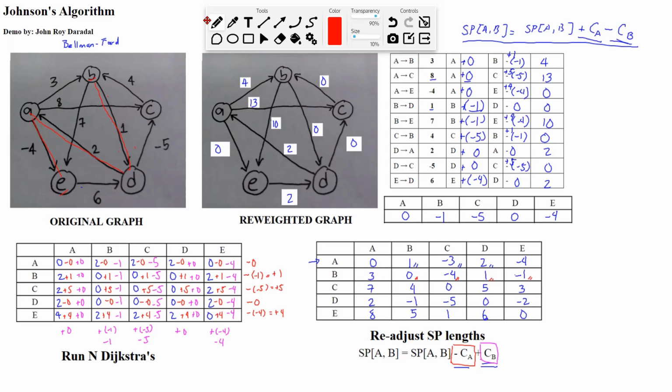Okay, so I'll just leave it to you to confirm the 3 other rows, whether they are correct for the all pairs shortest path on this original graph. So these are the correct values already. Okay, so that's the demo for Johnson's algorithm.